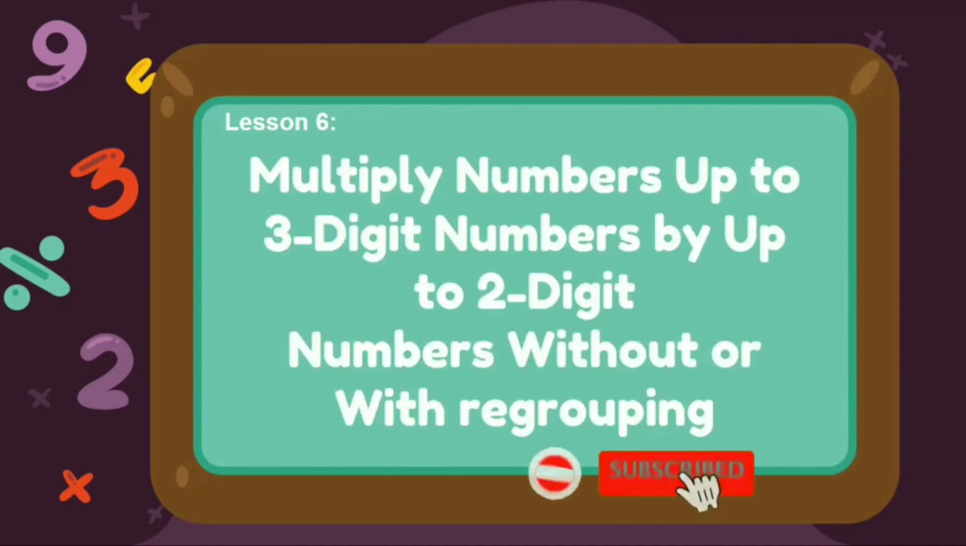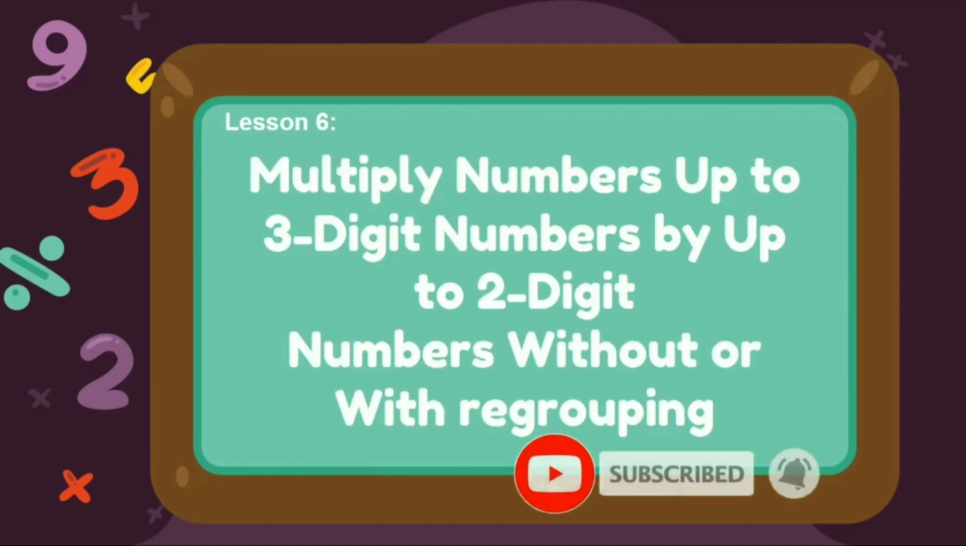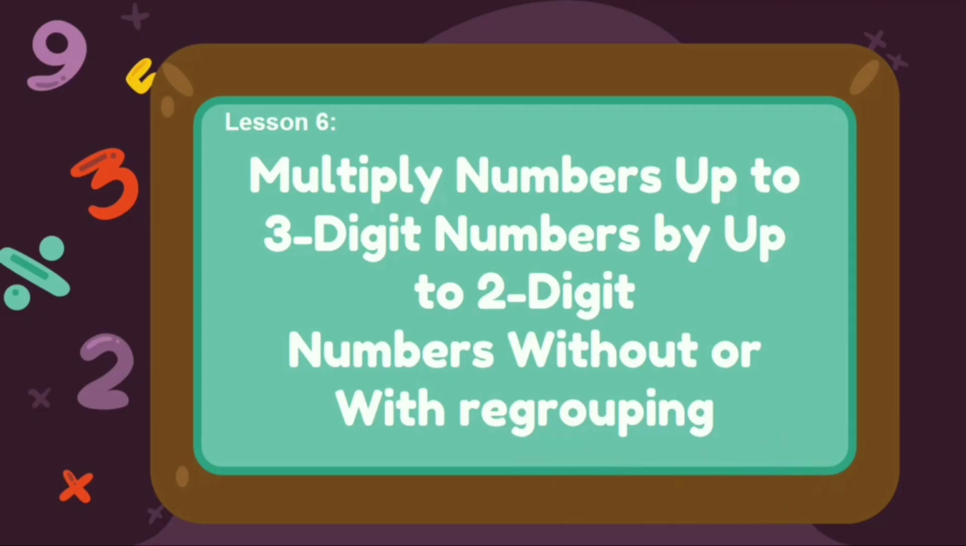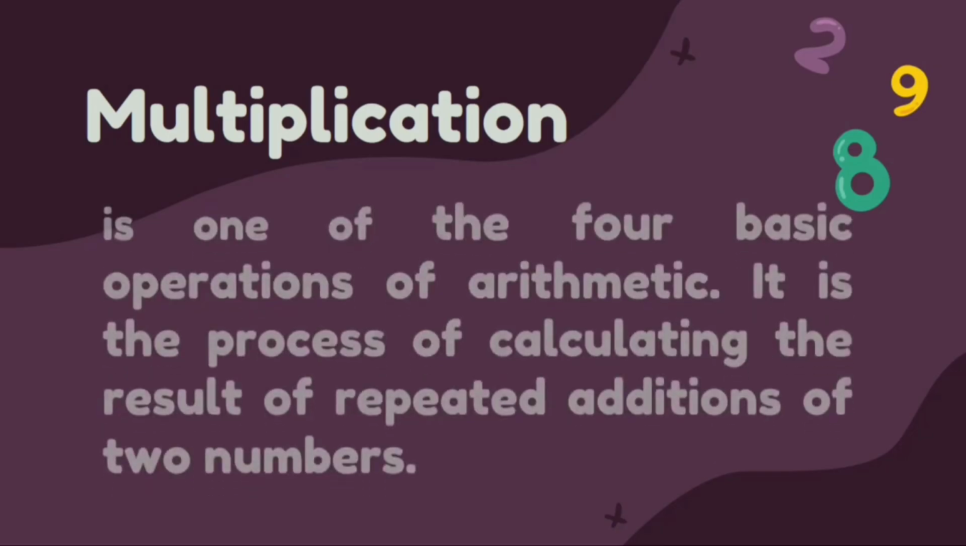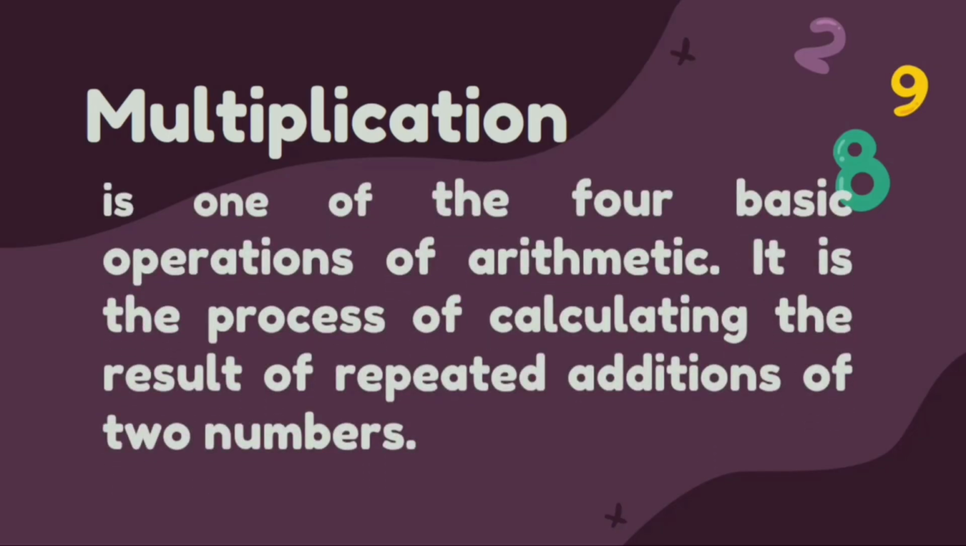Today, we are going to multiply numbers up to 3-digit numbers by up to 2-digit numbers without or with regrouping. Let's define multiplication. Multiplication is one of the 4 basic operations of arithmetic. It is the process of calculating the result of repeated additions of two numbers.